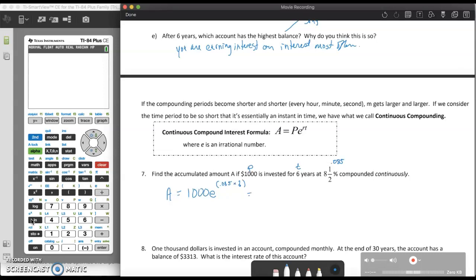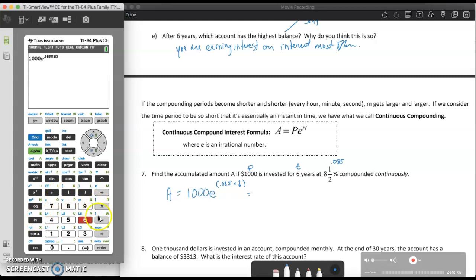I'm going to go straight to my calculator for this, because the nice thing about the e is when you do the second and you hit e, it automatically puts you with an exponent, because really all you do with e's is take them to powers. So I can do 0.085 times 6 up in that exponent and hit enter. And we get $1,665.29 to the nearest cent.